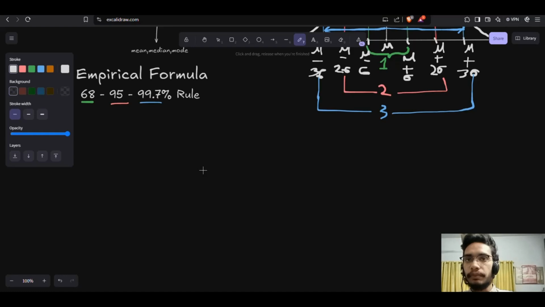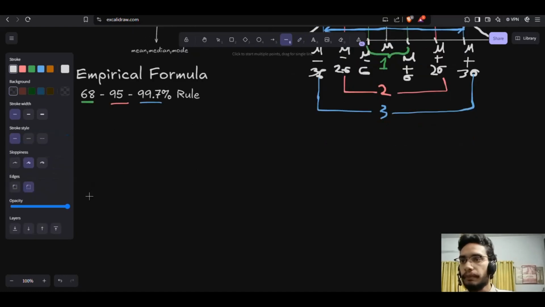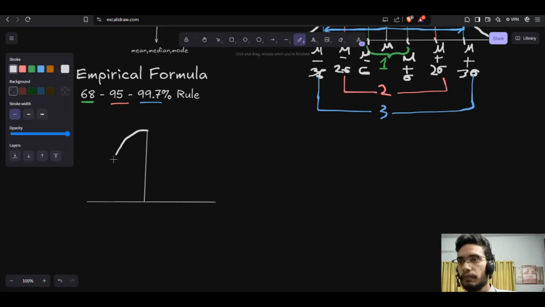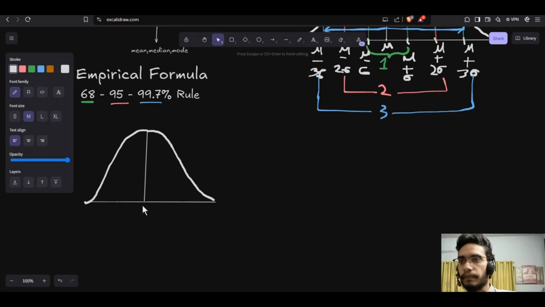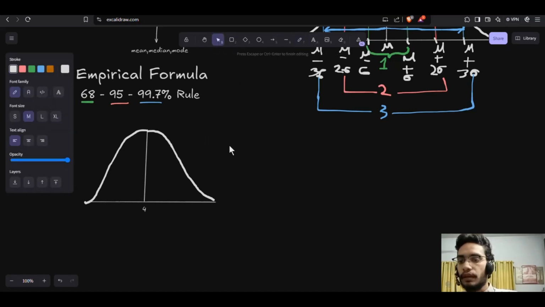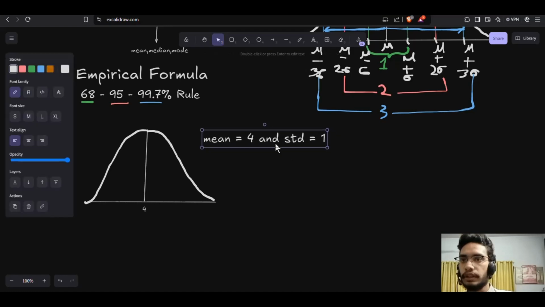Now let's solve an example. Let's say I have this normal distribution, where this is your mean. I'm writing here that our mean is 4 and standard deviation is equal to 1, right? Our mean is 4 and standard deviation is equal to 1.